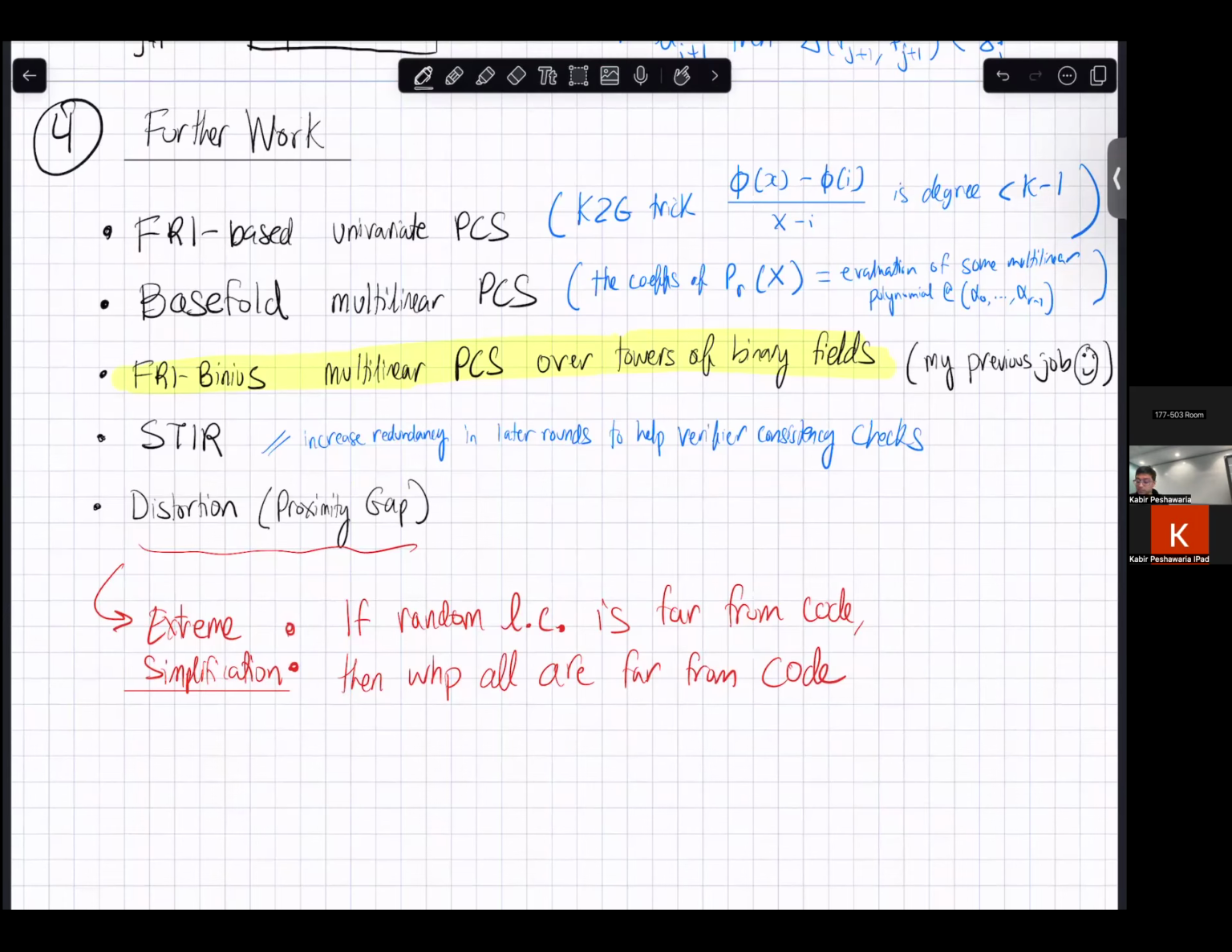An extreme simplification of what this proximity gap is talking about is: if I take a random linear combination of words, and that's far from the code, then with high probability all of those words were far from the code. So it's a good check. It's an extreme simplification, but basically it gives us a way to batch proximity testing. If a random linear combination is far, then with high probability everything was far. And this is sort of related to that drop set that we were talking about before.